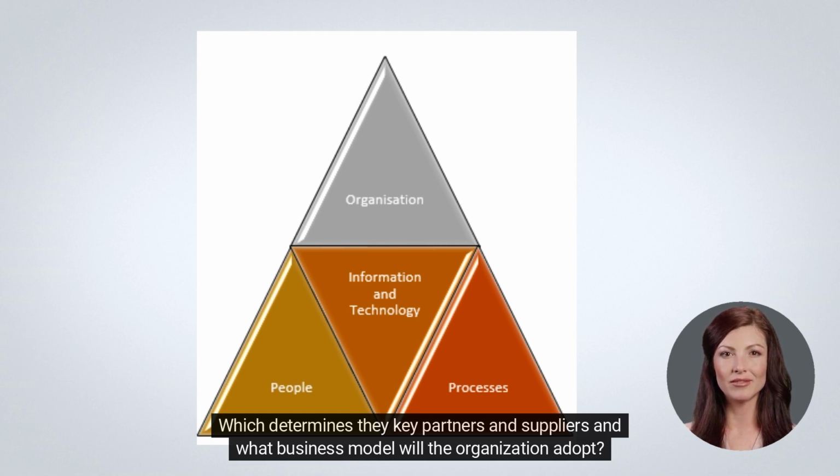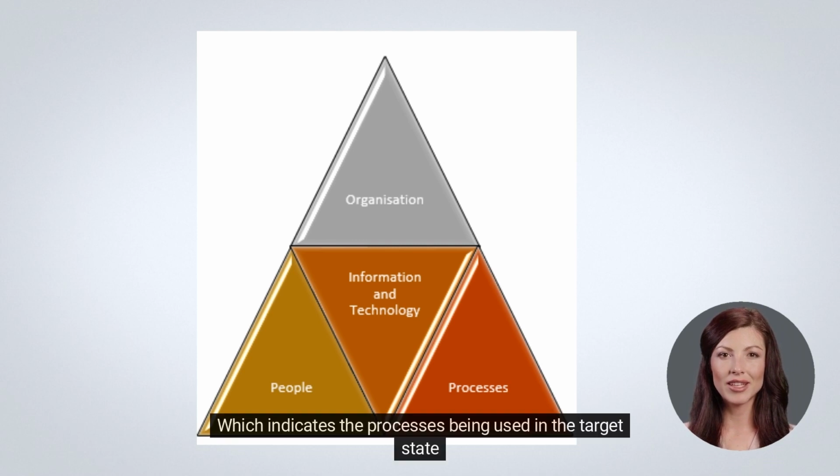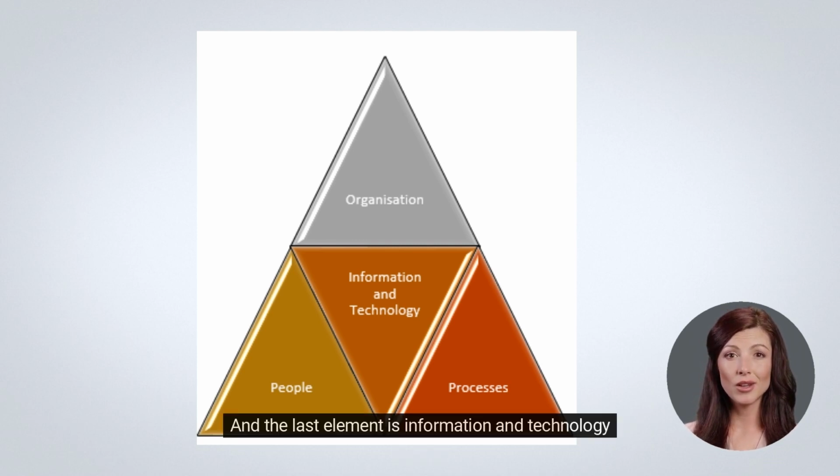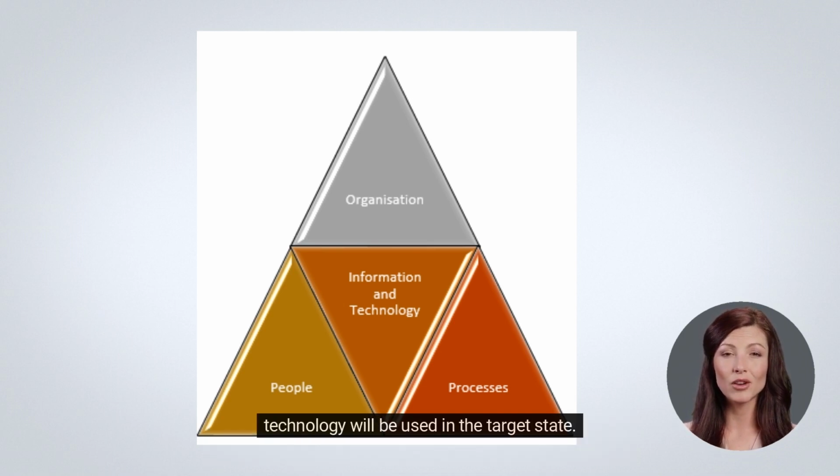Processes is the third element, which indicates the processes being used in the target state. And the last element is information and technology, which depicts what change will be made to the capture, storage, and analysis of data and information, and what technology will be used in the target state.